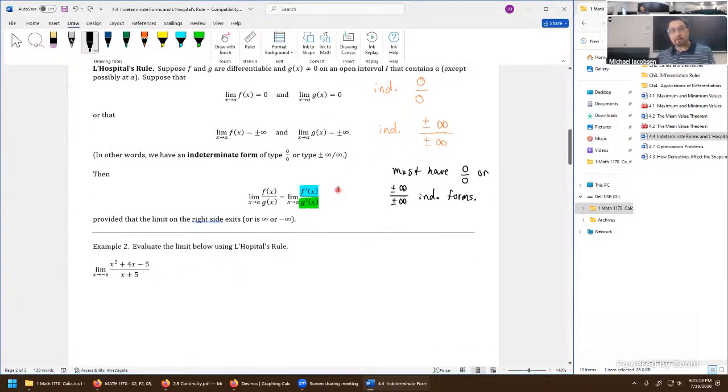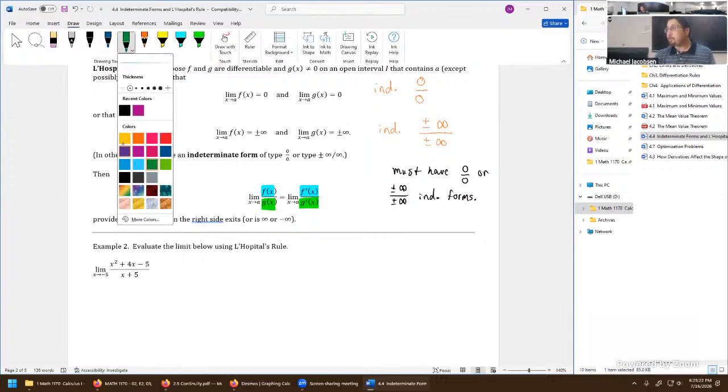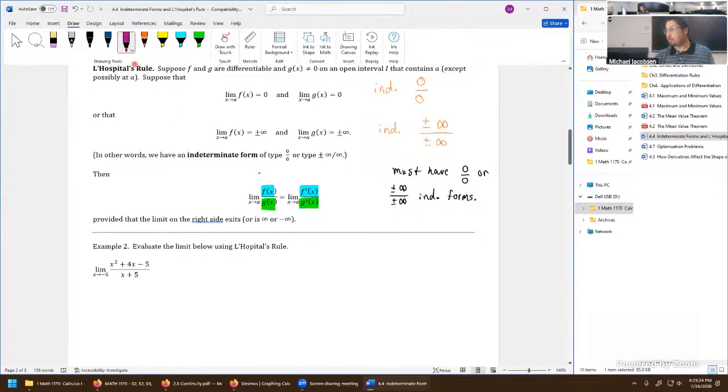So that's the whole idea of L'Hopital's rule. We take the derivative of whatever is in the numerator, divide by the derivative of whatever is in the denominator. Another really big warning that's easy to miss when we see L'Hopital's rule is this is not a quotient rule.